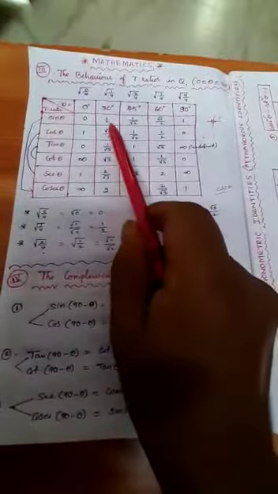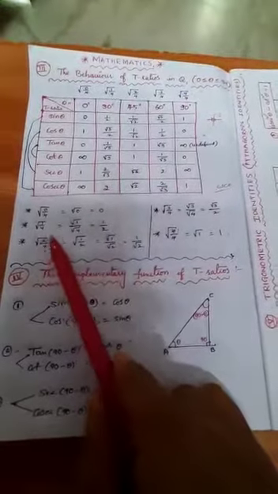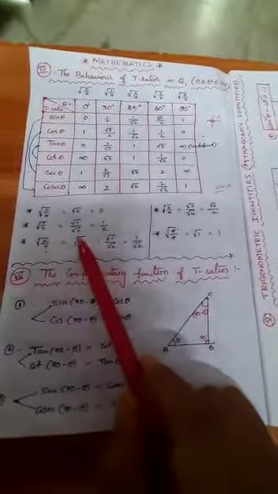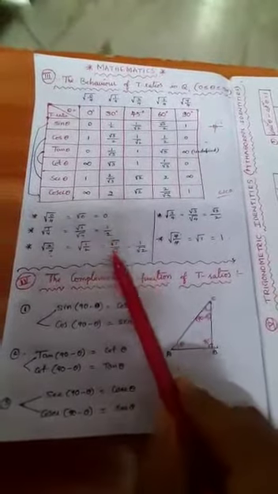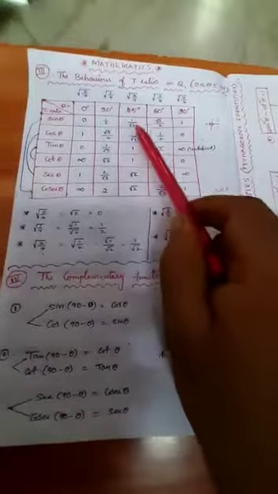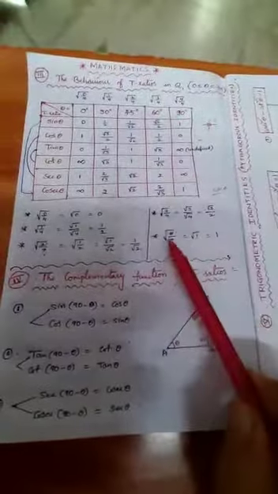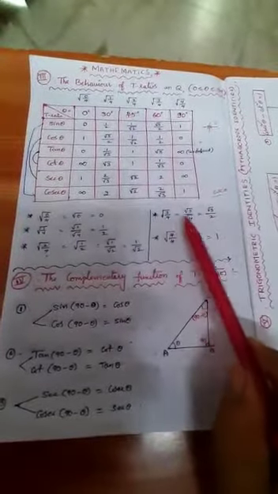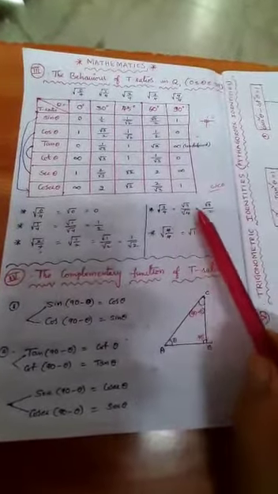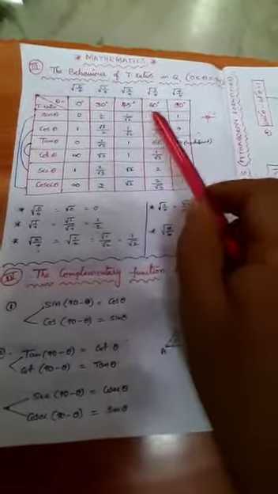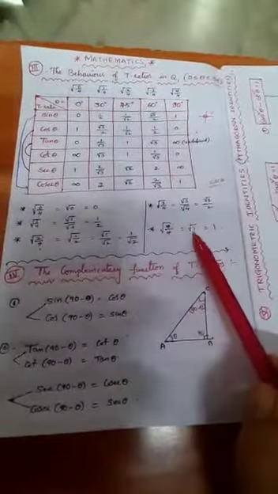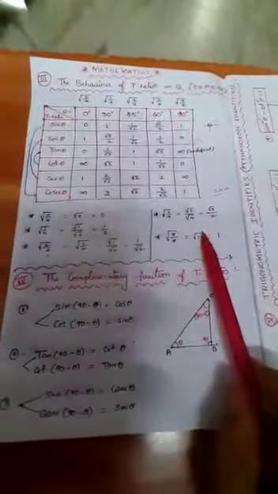Next 45: 2 by 4, the 2 cancels, so 1 by 2. Square root of 1 by square root of 2. Square root of 1 is 1, square root of 2 as it is. So 1 by root 2. Next, 3 by 4. Split it: root 3 by root 4. Root 3 as it is, root 4 is 2. So root 3 by 2. Here the 4 cancels, and square root of 1 is 1. So now we have the values of sine. The shortcut is this: 0 by 4, 1 by 4, 2 by 4, 3 by 4, 4 by 4. Like this you see, children.